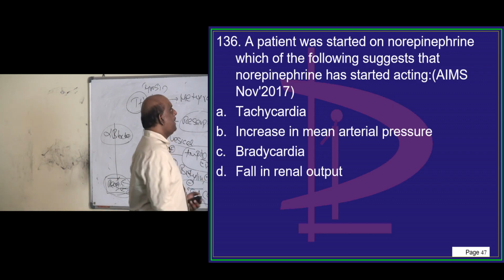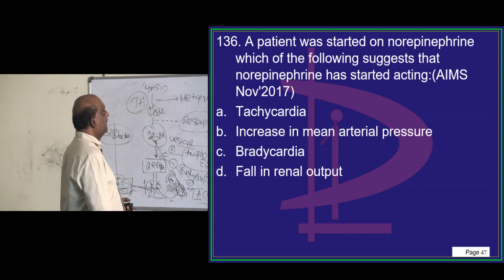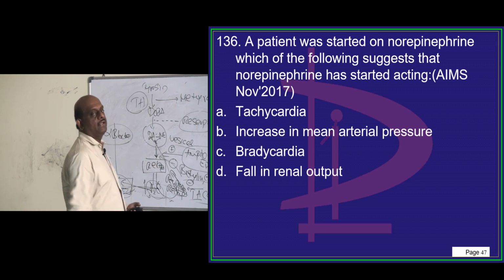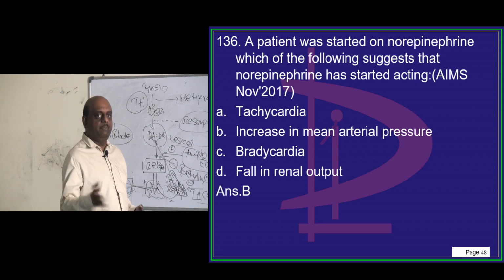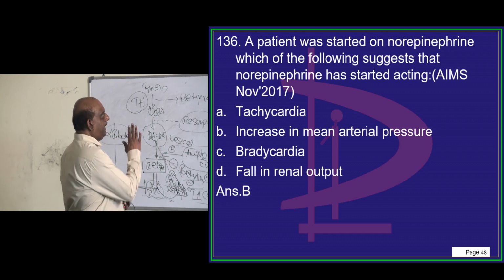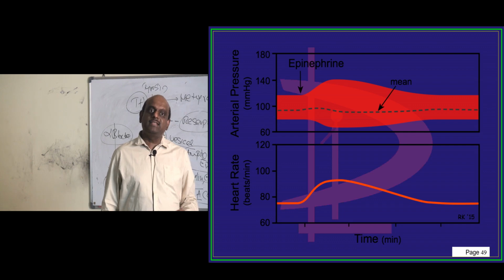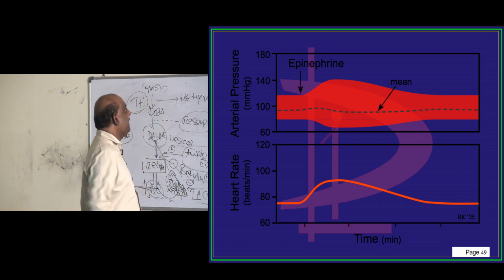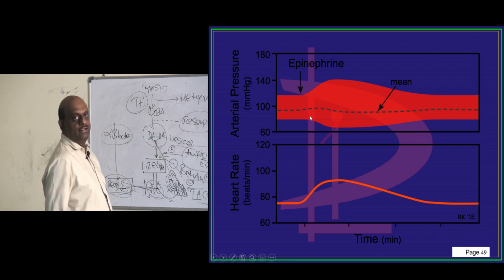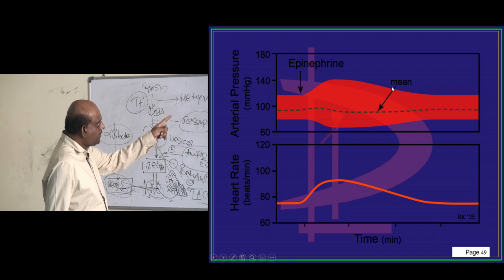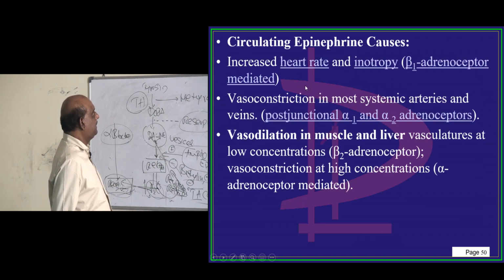A patient was started on norepinephrine, then how do you know that it is acting? The rise of the mean arterial pressure is an important index that the norepinephrine is acting. So this is a very important question, doctor. A lot of times the examiner will ask, if you give epinephrine, what is the effect on the mean arterial pressure?